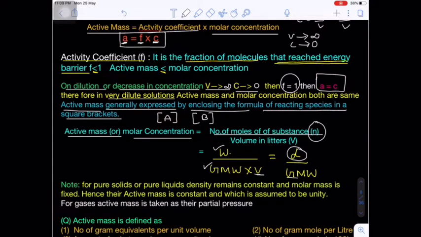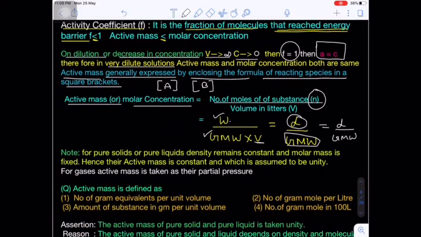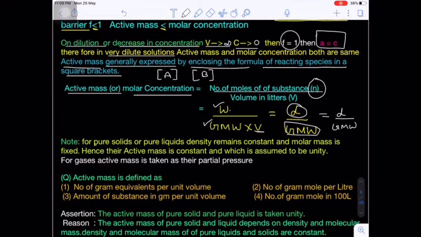Divided by what? Gram molecular weight. So finally we can write density upon gram molecular weight is the formula to calculate the molar concentration. Okay, now come to pure solids and pure liquids. What happens? The density does not change, it remains constant. Why? Do you know the density of a solid or liquid is fixed?